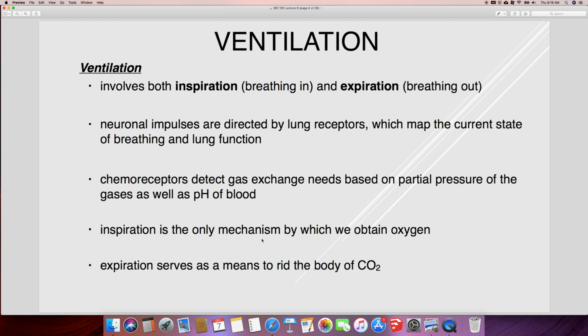But there are receptors in the lung that sense the state of breathing and the function of the lungs. Chemoreceptors will detect changes in the gases like oxygen and CO2. Inspiration, that's the only way we obtain oxygen, of course, and then expiration is the way that we get rid of CO2. Okay, and CO2 is a waste product of metabolism.